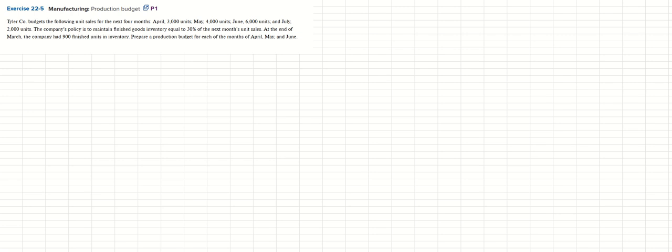Okay, this is practice problem number 3 for chapter 22. And this one here is in relation to the preparation of the production budget. So this is very crucial to prepare because this type of budget will lead into the preparation of the direct materials budget and also the direct labor budget, factory overhead budget, and so on and so forth.